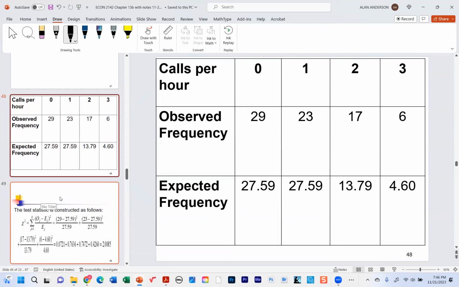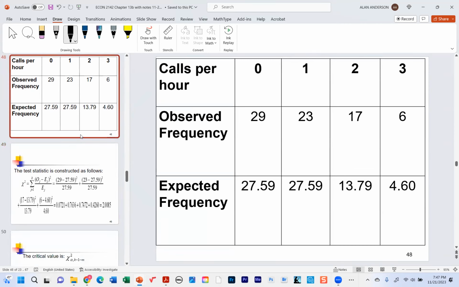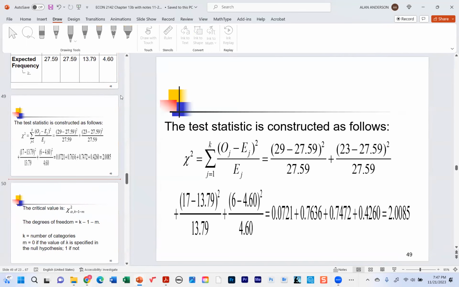Now, here we can use the test statistic directly, but I think you'll find it's quicker and easier to use the calculator's capabilities. So here's what we're going to do. We're going to enter the data into lists. We'll use list 1 for the observed frequencies and list 2 for the expected frequencies. Now, how do you enter data into the calculator's lists? Let me remind you.